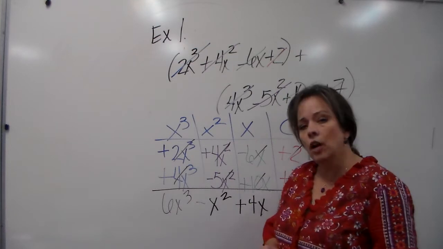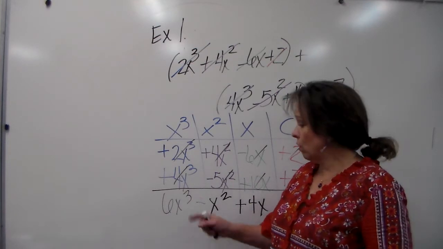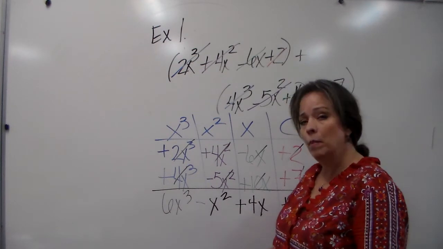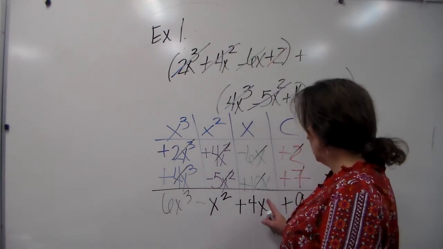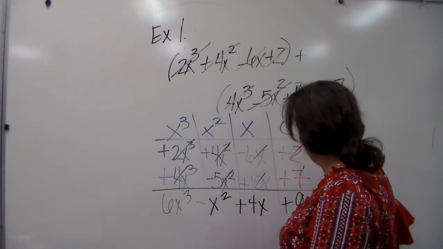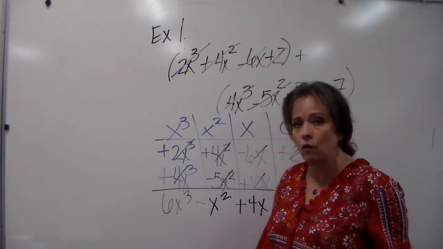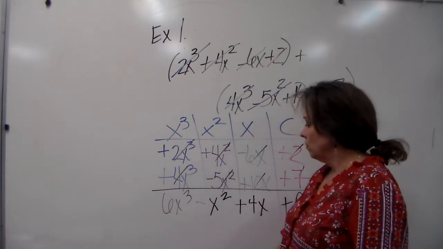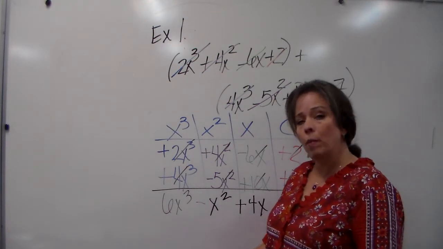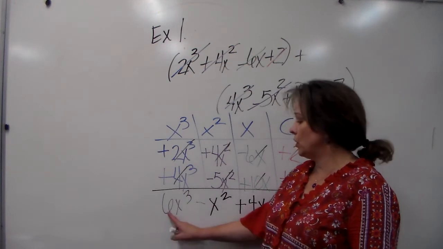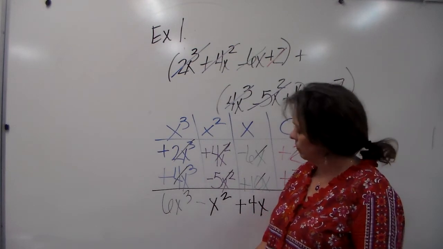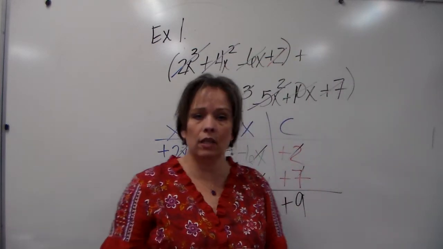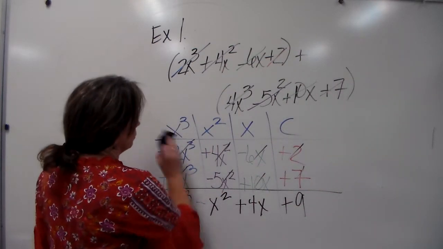So this is our answer. It's in standard form because our highest exponent is 3. Then we've got the next biggest exponent, 2. And then our invisible 1 here. And then this last term is our constant, no variable. So this polynomial would be a third degree polynomial, and our leading coefficient would be 6, okay? All right, that's example number 1. Let's go ahead and do example number 2.